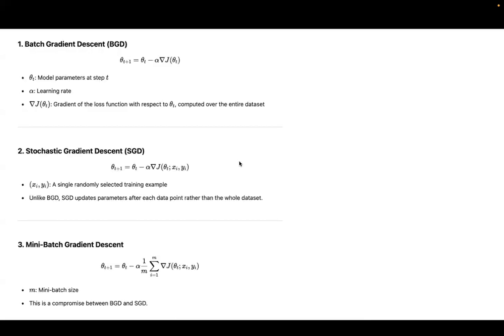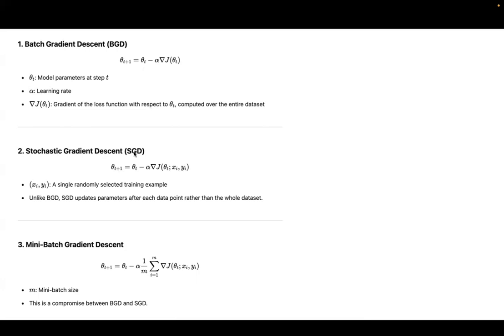There are different types of formulas available to compute the gradient descent. We have batch gradient descent, which is this formula. We have stochastic gradient descent, which is a different formula. So this is theta, the model parameter at step t, the learning rate, and the gradient of the loss function with respect to theta, computed over the entire data set.